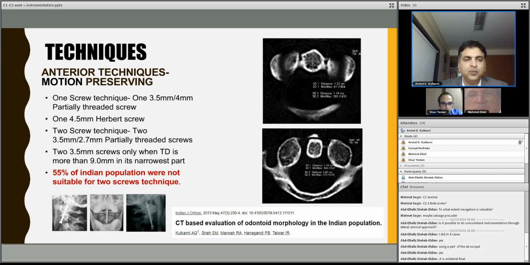The screw should be such that it should go through the fracture from inferior anterior to posterior superior. So this is possible only if the fracture is either transverse or oblique in the opposite way.